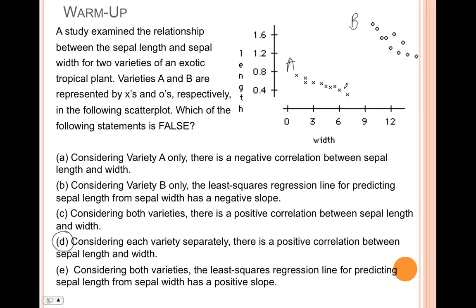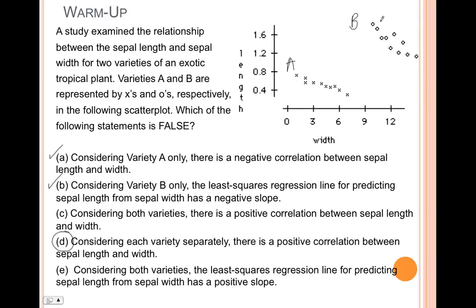A, considering variety A only, so only looking at the X's, there is a negative correlation between sepal length and width. Yes, these have a negative relationship. B, considering variety B only, the least squares regression line for predicting sepal length from sepal width has a negative slope. Yes, it does. The LSRL would have a negative slope here if I just look at the O's.